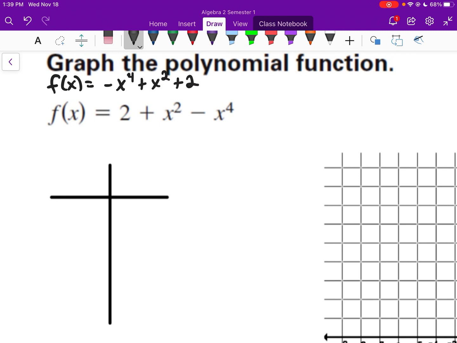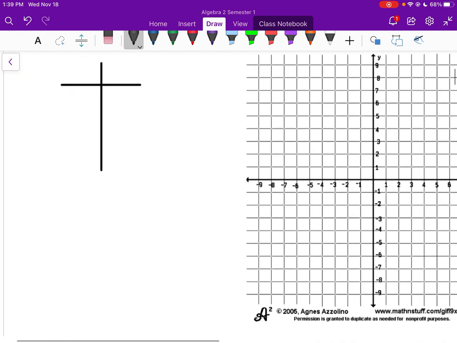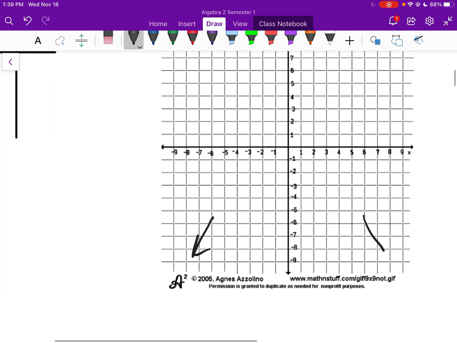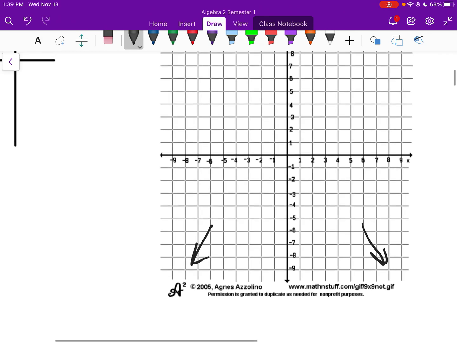Now, there we can determine our end behavior. Since it's an even degree, our end behavior will go in the same direction, either both up or both down. In this case, the leading coefficient is negative, therefore it is going down. So we should have our end behavior go that direction.